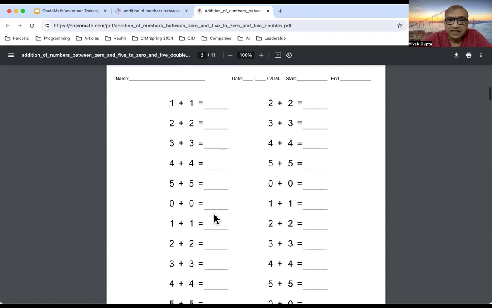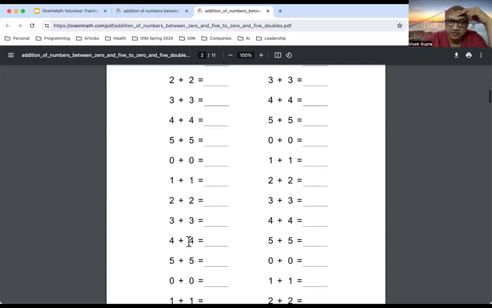Then if you look at the next page, it will now start to have the problems. So we said 0 to 5 and 0 to 5, and this is like doubles. That means you covered the whole range of 0 to 5. So it's basically doing the doubles of 1, 2, 3, 4, 5, and then 1 plus 1, 2 plus 2, 3 plus 3, 4 plus 4, 5 plus 5, right? And 0 plus 0. The same thing will repeat for a couple of pages because we want to get them to understand the sequence.